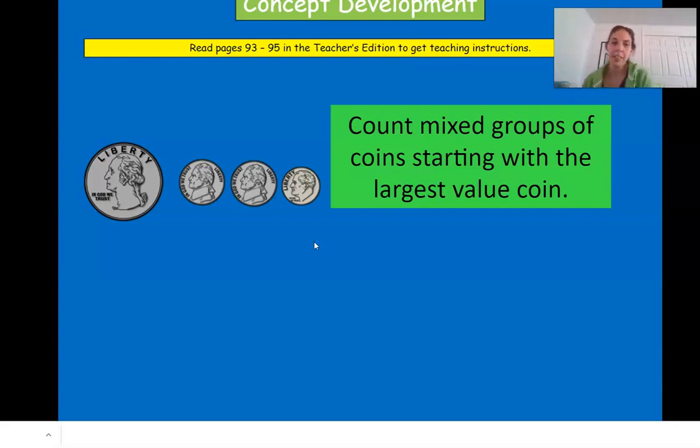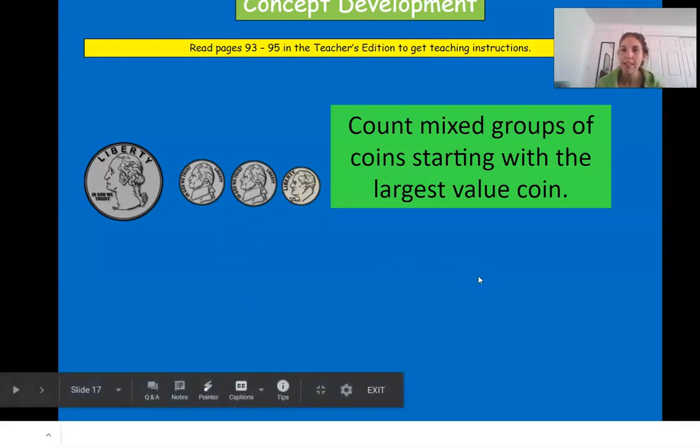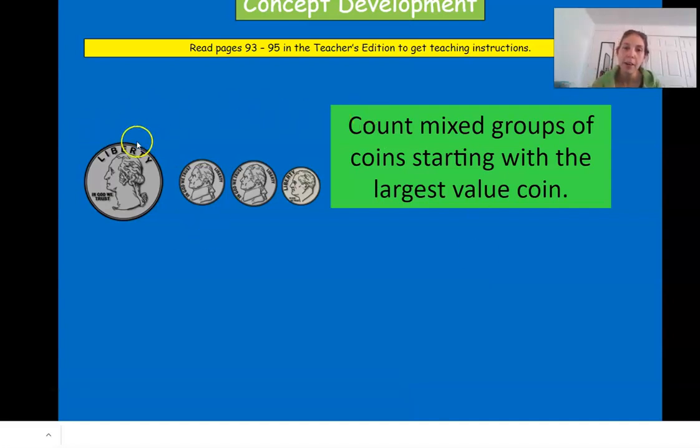Okay, look at this one. We're going to start with our largest coin, and then we're going to add 5, and then add 5, and then add 10. Okay. I want you guys to try this one. I'm going to wait a second. I want you to try it. Think about how much was that quarter worth? And then add 5 more, 5 more, 10 more.